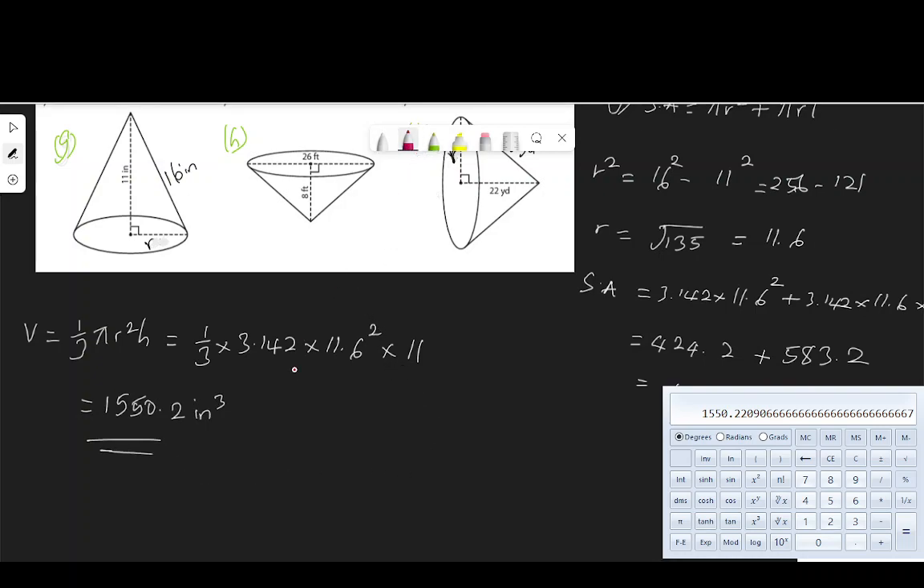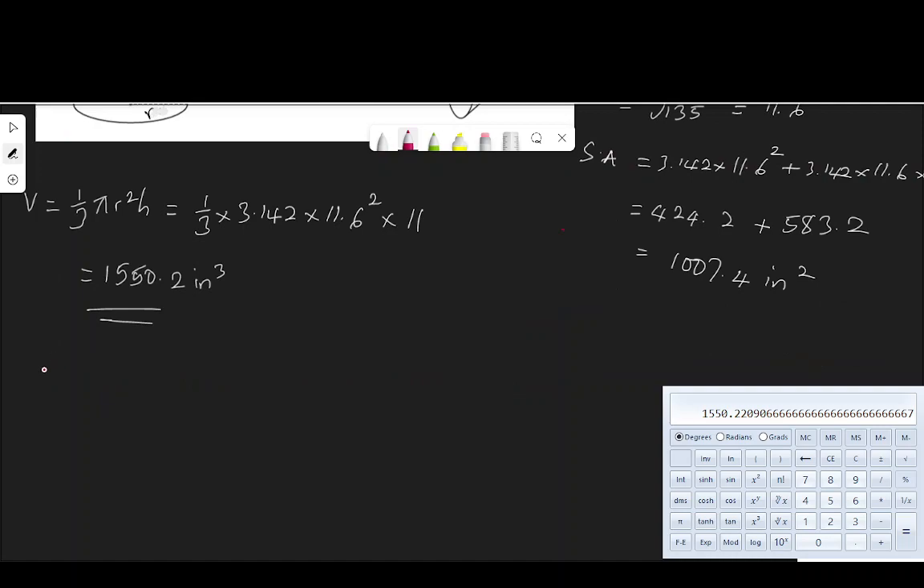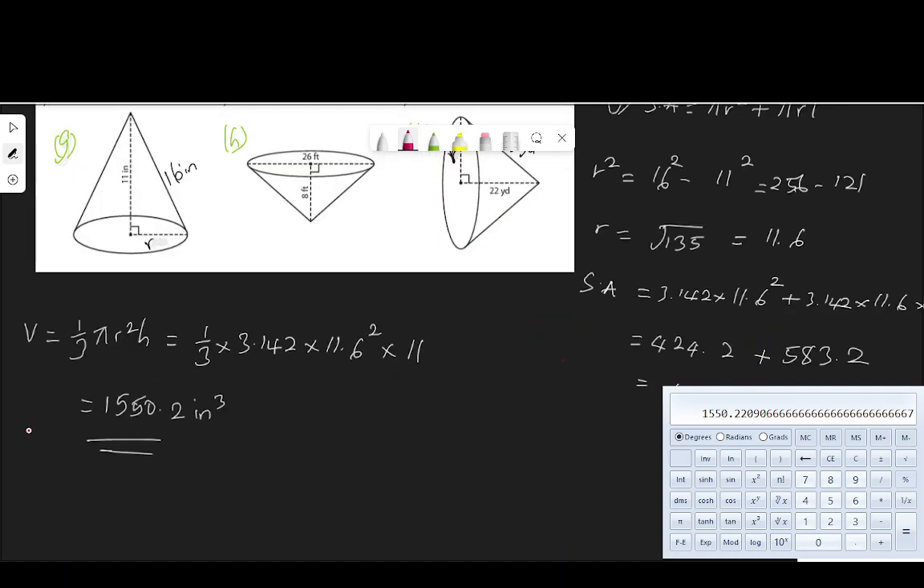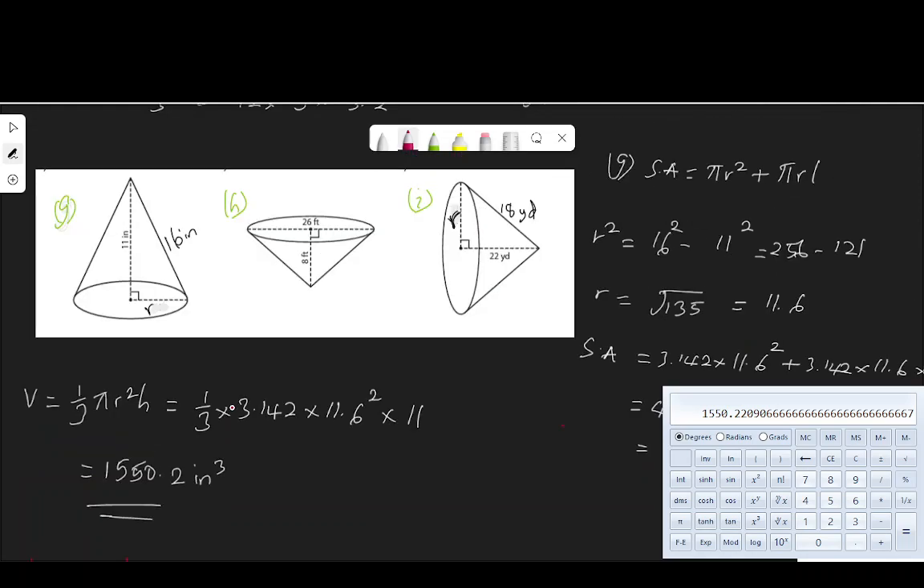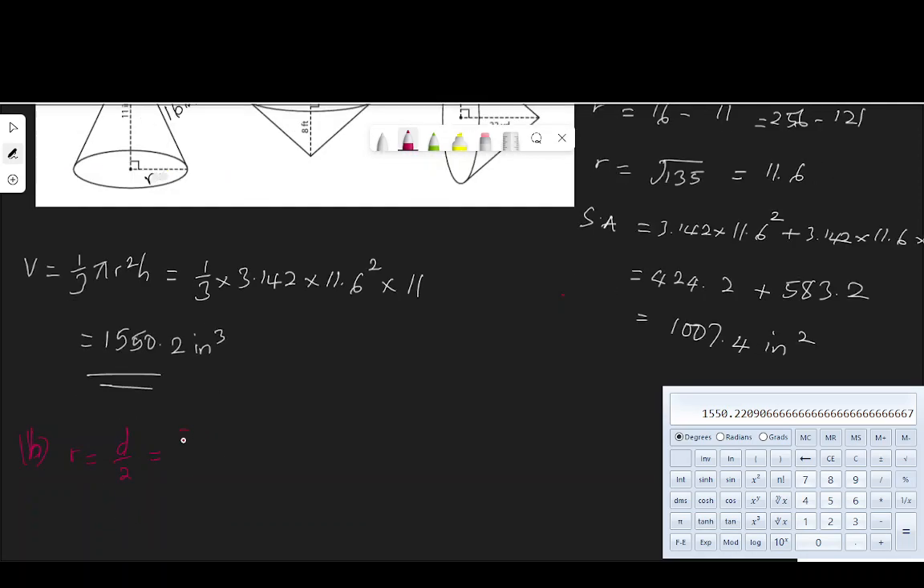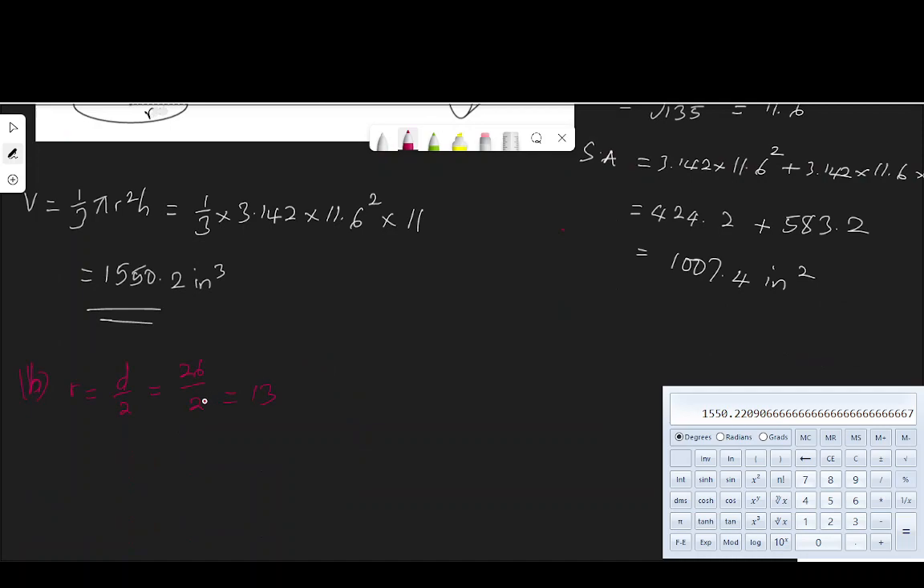Now let's look at H. For H, the diameter of the circular base is given. To get the radius, it is the diameter divided by 2. The diameter there is 26, so 26 divided by 2 is 13. With that, we can get the surface area.